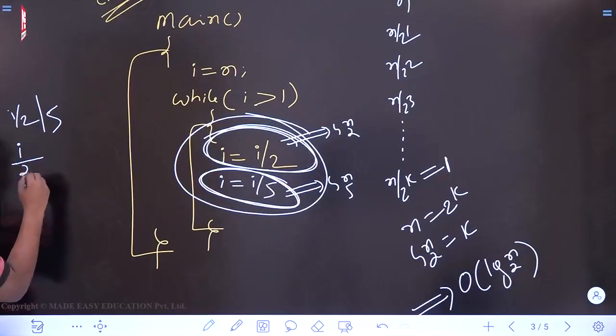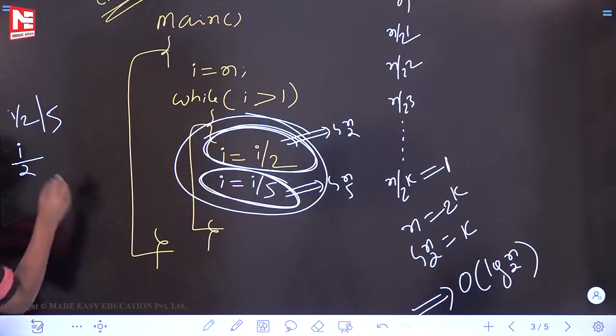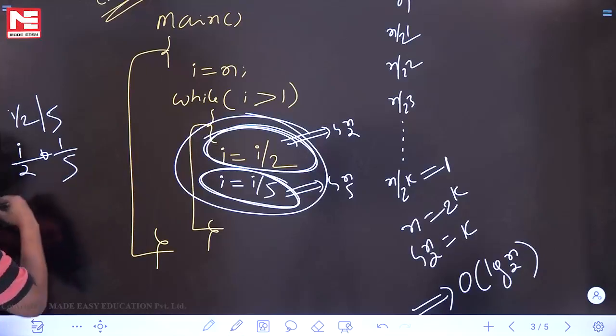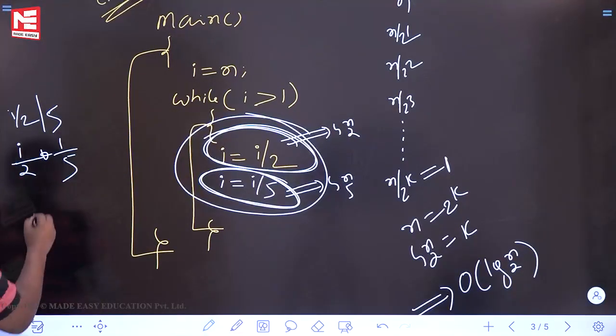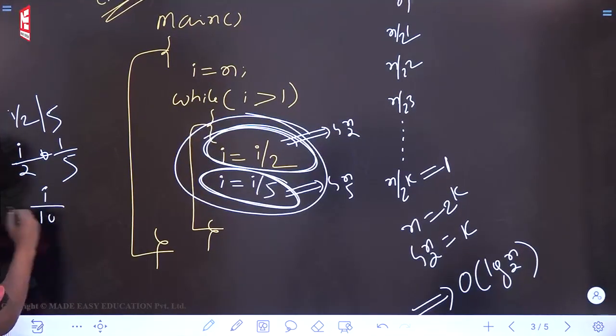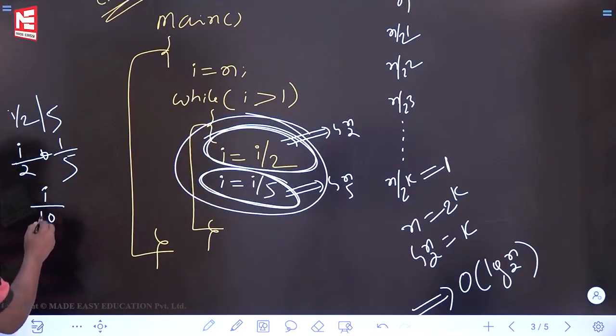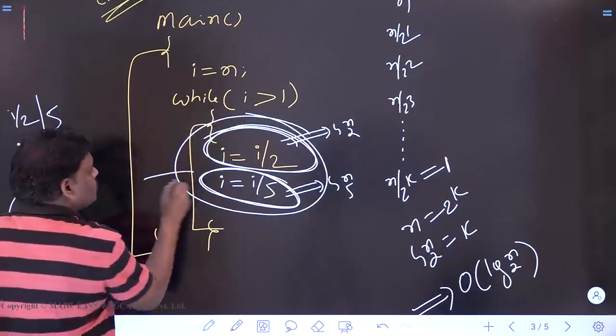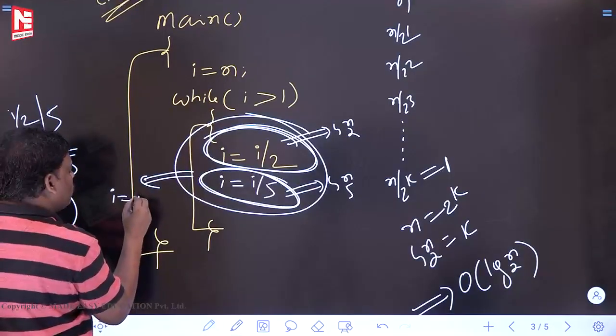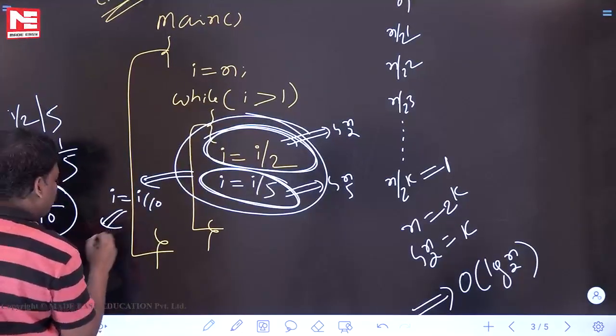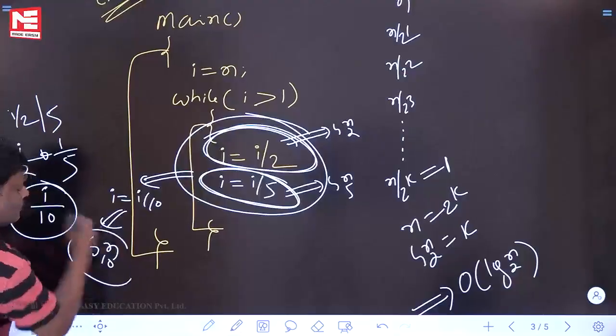I by 2 already there, by 5 means, so I think 1 is there, it will become 1 by 5. Which will become, what is the answer? I by 10. Please be careful. I by 2 by 5, which will become 1 by 5, reverse. So I by 2 into 1 by 5. Finally, the answer is going to be I by 10. So the answer of this one is I is equal to I by 10, which will go to log n base 10.